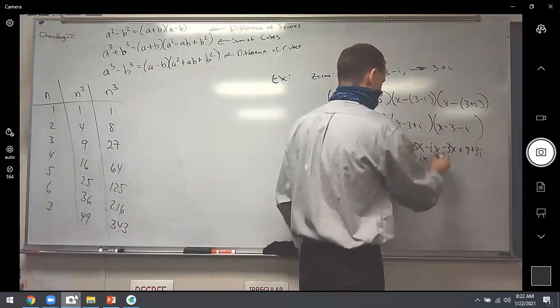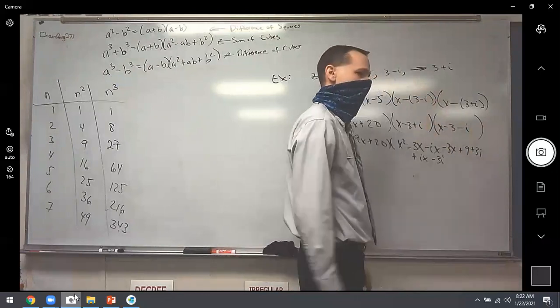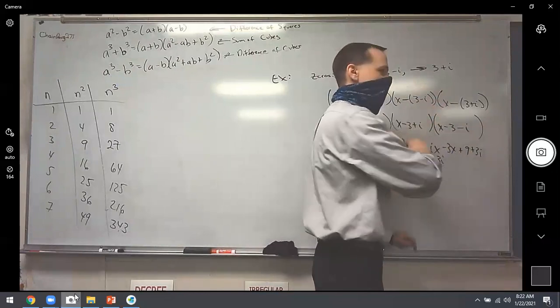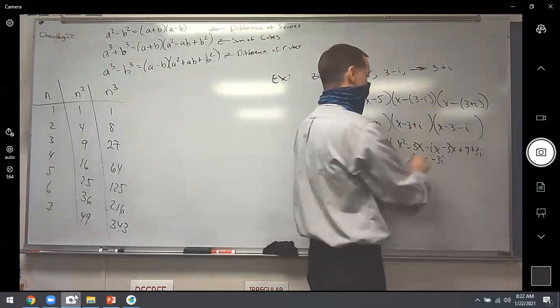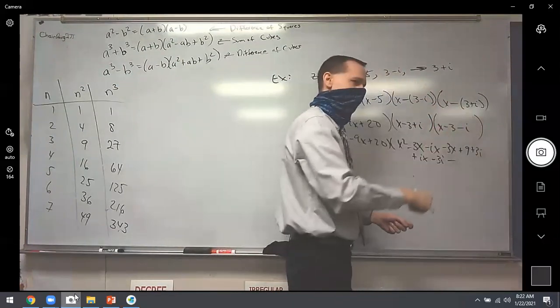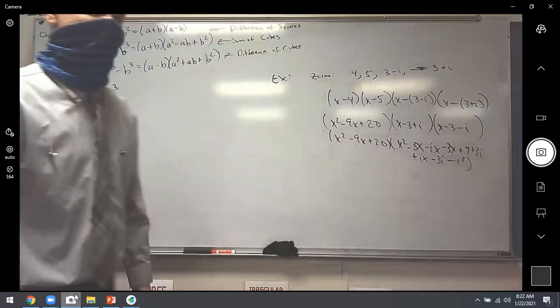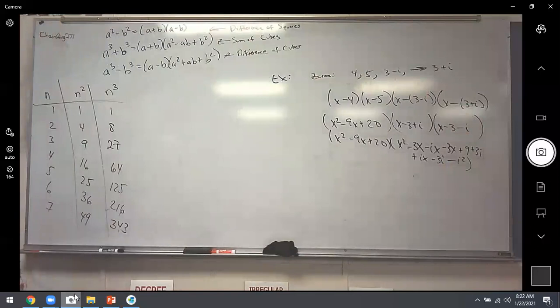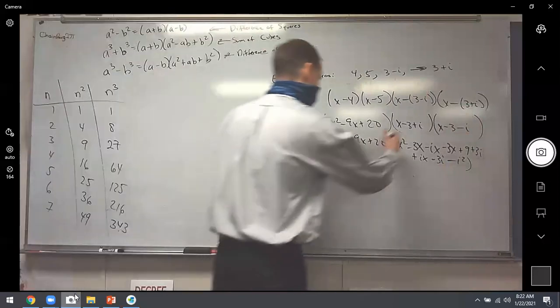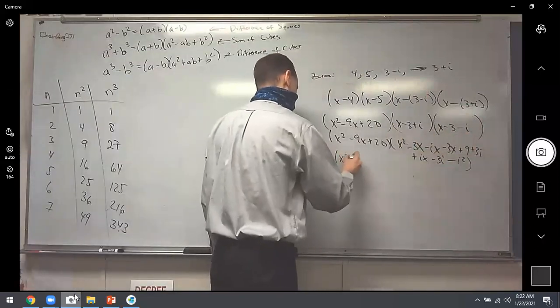And lastly, distributing the i out, i times x is ix. i times negative 3 is negative 3i. And i times negative i, I'm going to go slow again, just like back in the day. Positive times a negative is a negative. i times i is i squared. But we should know what i squared is. Negative 1. Okay, so this is a big, ugly thing, but we're going to clean it up a little bit.